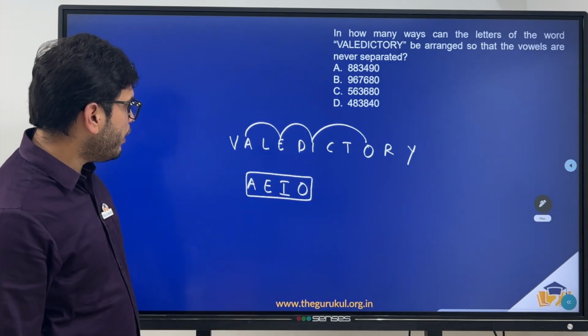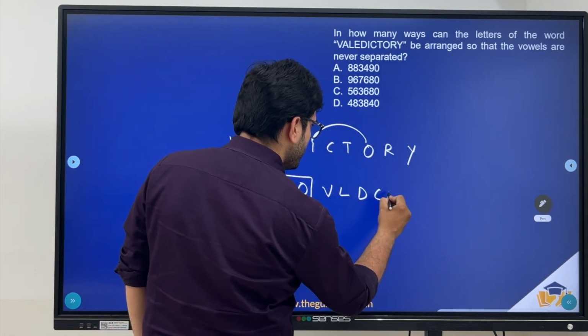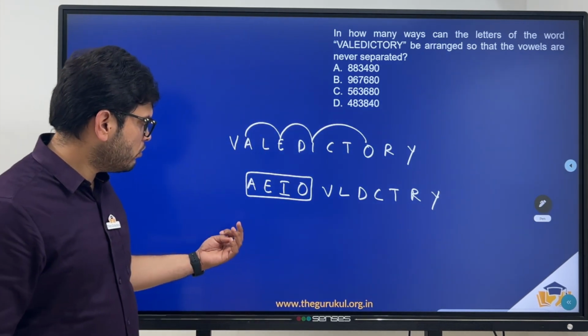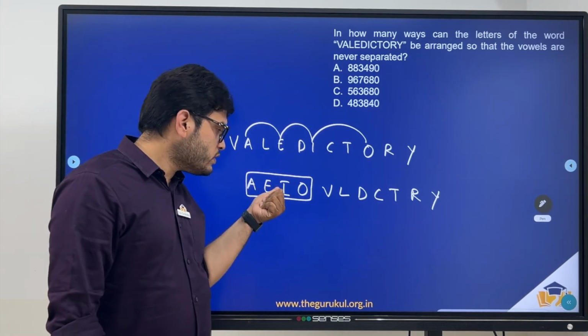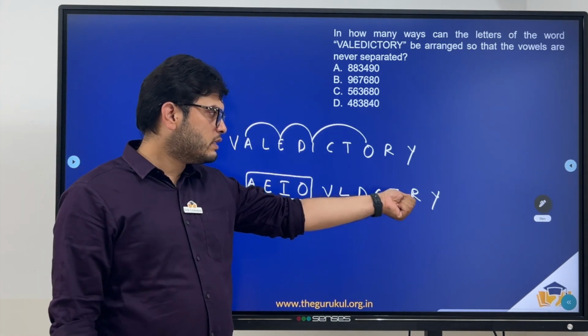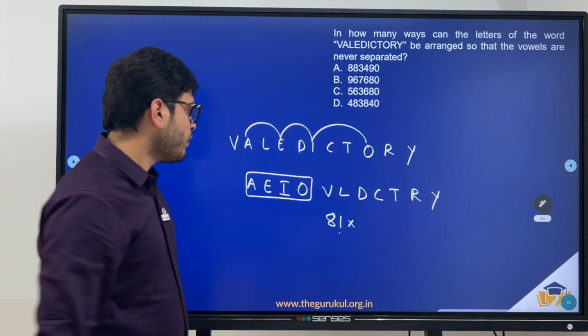Right? And we are left with the consonants. So V, L, D, C, T, R and Y. Now, are there any repetitions? No, right? So they have to be together. So we need to consider this as one unit. So how many units do we have? 1, 2, 3, 4, 5, 6, 7, 8. So you have 8 factorial into.